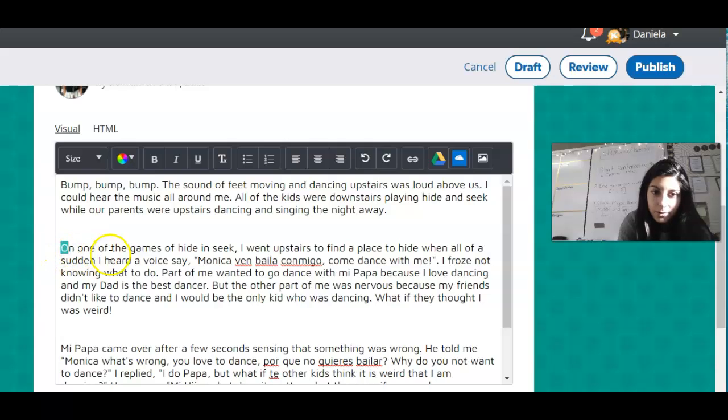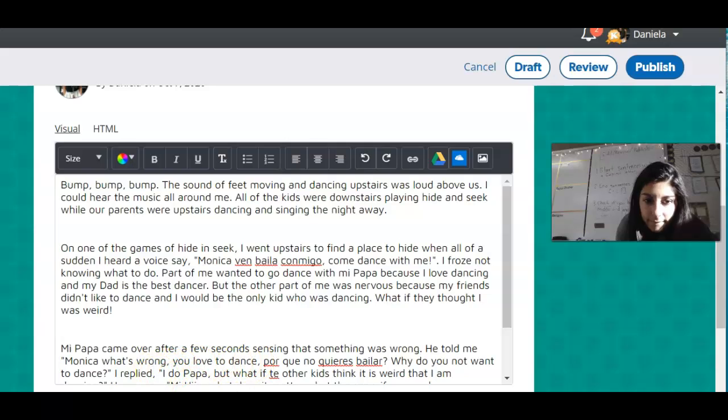Again, I have a capital letter to start my sentence. I heard a voice say, Monica, ven conmigo, come dance with me. Another capital letter, good. Another capital letter to start my sentence. I'm looking for my periods because it's right after the period is when I start. Another capital letter and another capital letter. I started with a capital letter down here and here.